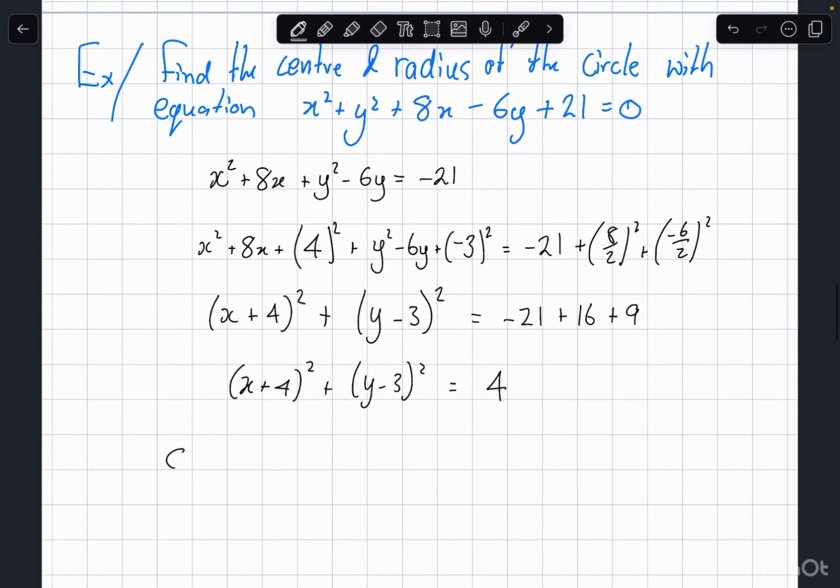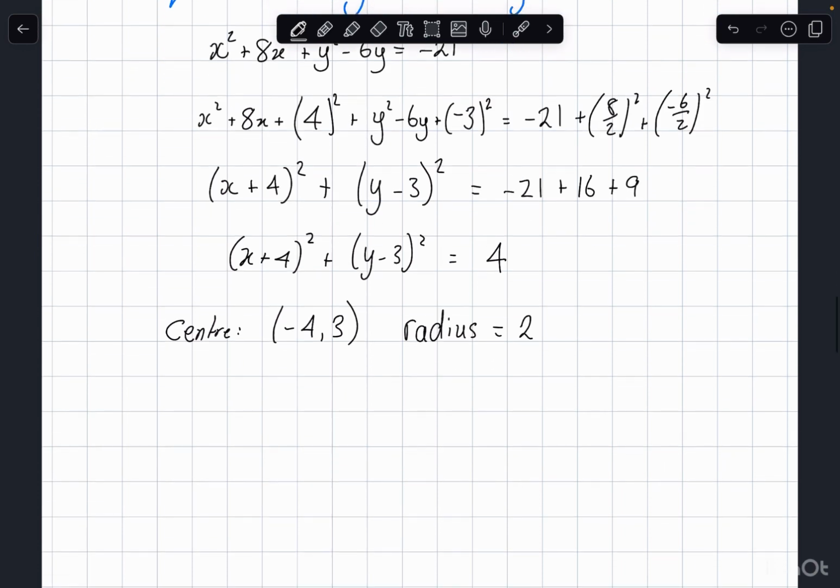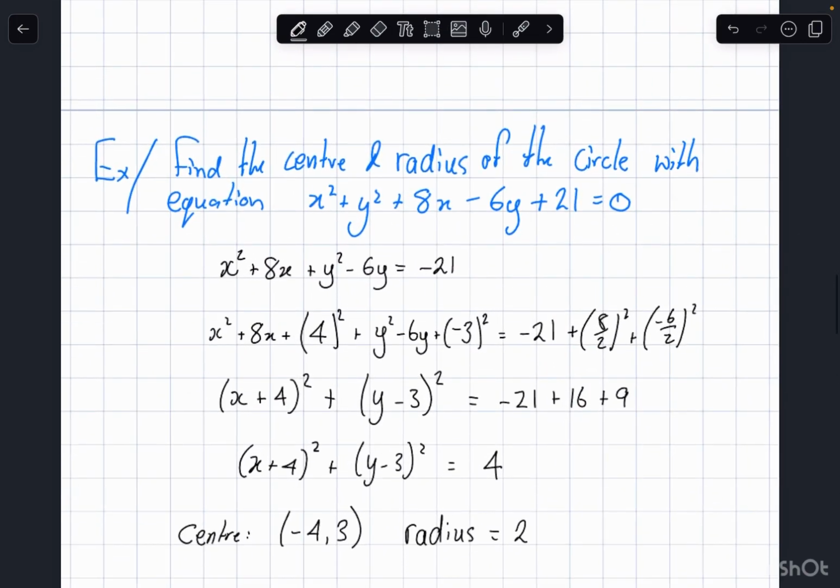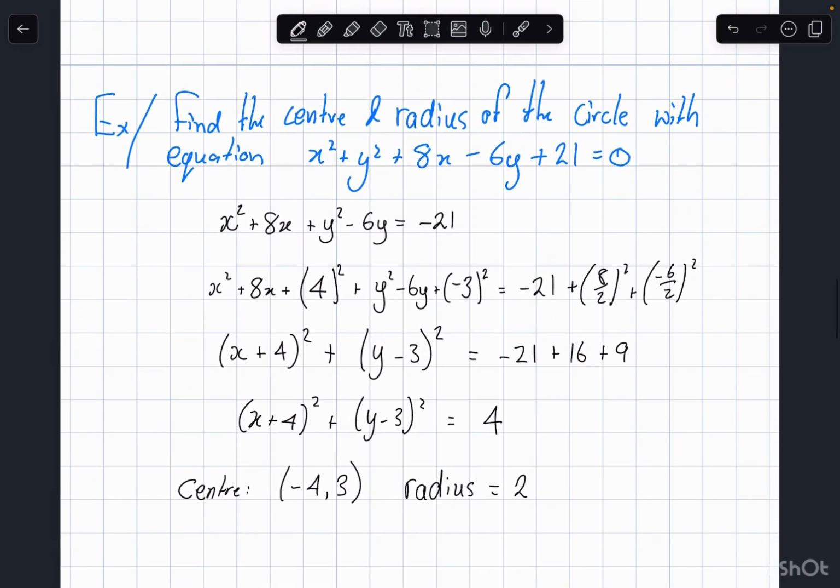So that means my center is -4 and +3, and my radius is the square root of 4, which is 2. All right, so it makes our life nice and easy. When we've got an expanded form, we can find the radius, the center, and in turn we can graph them as well. So this key skill of completing the square is really critical to get into the form we want.